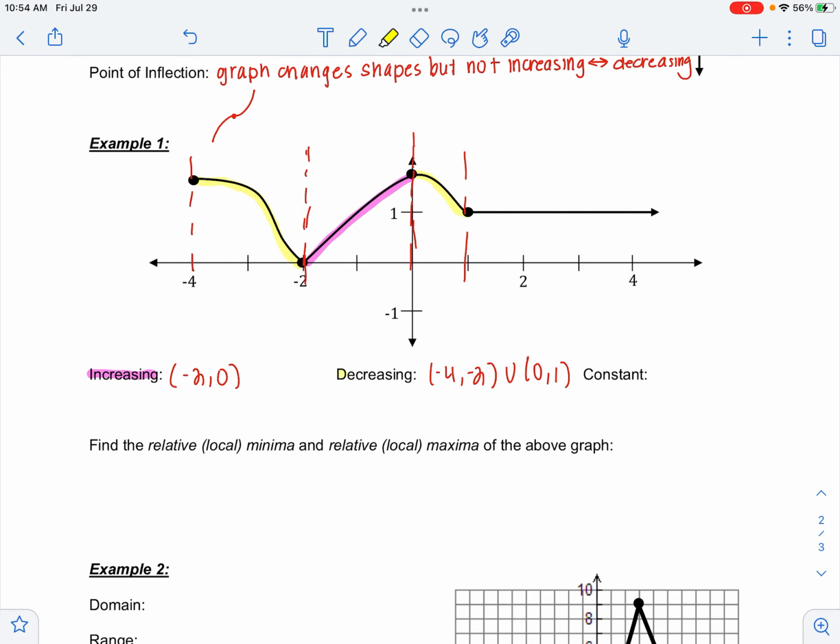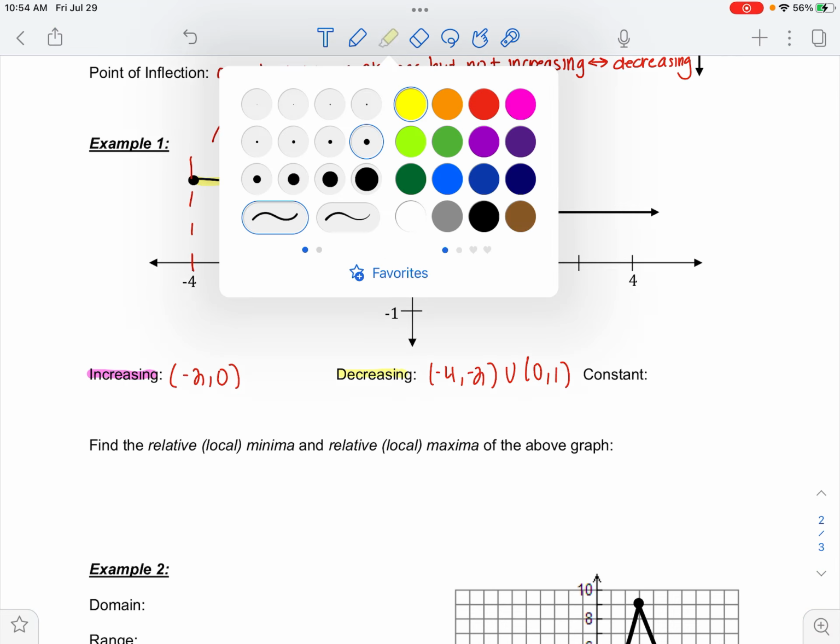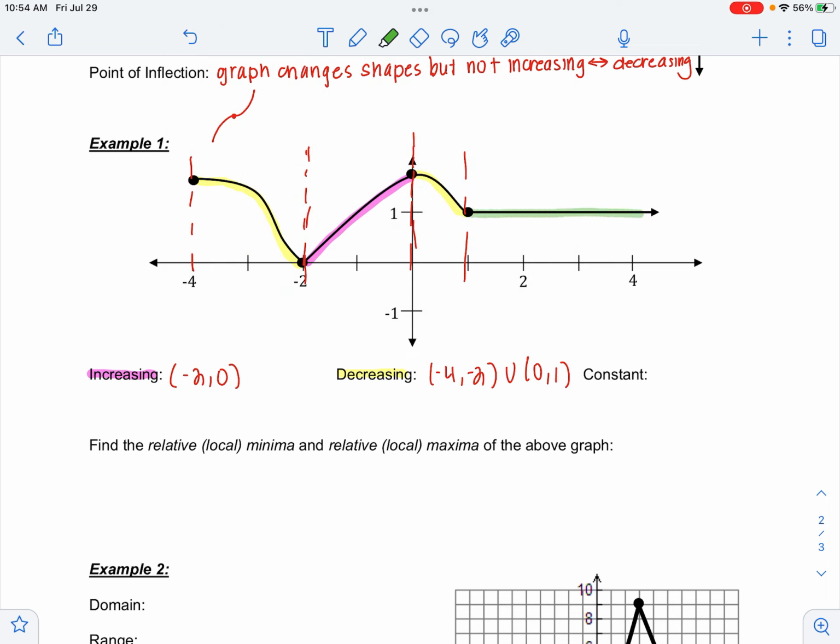Last but not least, I'm looking for constant. Ooh, I should probably highlight this to show that. I'm looking for constant, so where it is a flat line, basically. And if you look, it's constant right here. And I want the domain of that piece. So that starts at 1. And then there's an arrow pointing to the right, which means it goes on forever and ever. Notice I use parentheses on all of these.